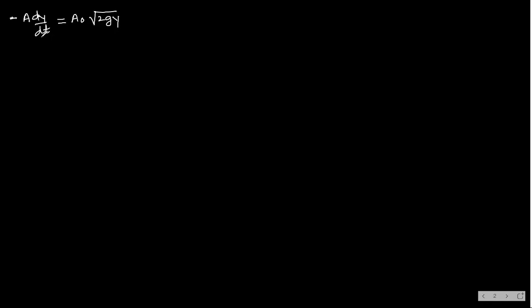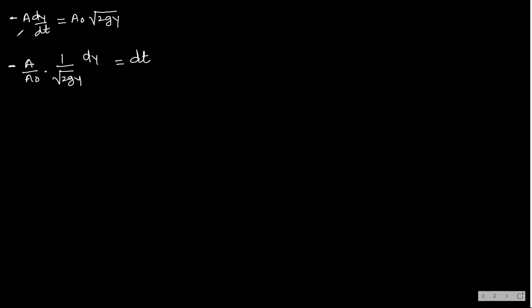Now see here, minus A dy by dt is equal to a naught root 2gy. This is our last step. Now what I am doing, I am transferring dt terms to one side and y terms to the other side: minus A by a naught into 1 by under root 2gy into dy, and this is equal to dt. See what I did. Just this dt I transferred here, and this a naught root 2gy this side. Is it clear?